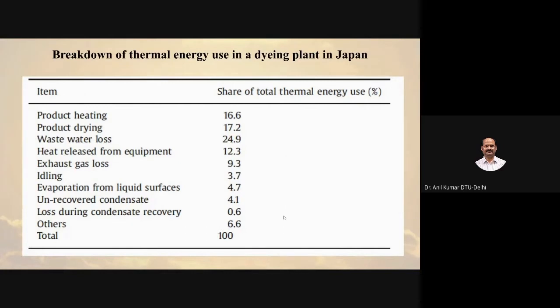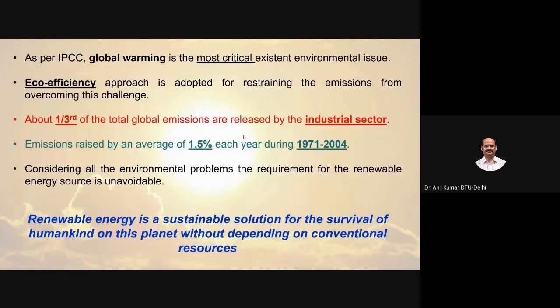And Japan is the most developed country, or comes under the developed countries, and the share of total thermal energy in the case of product drying is 17.2%, right? So of the energy consumed in their industrial sector, almost 17.2% on average goes into the drying operation only. That energy consumed in the drying operation, we can partially replace, or in some applications replace, with solar energy with the help of an energy storage system, fine.